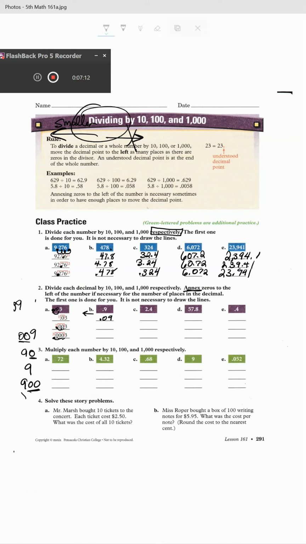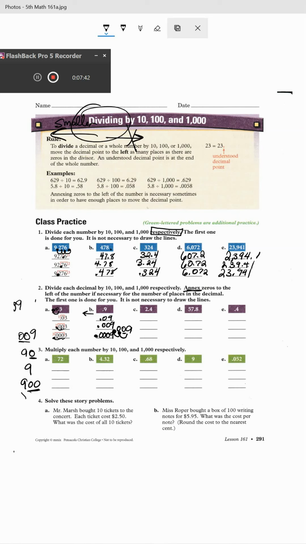What I'm doing is, if I have 0.9, I'm moving the decimal to the left one spot. And then I have this empty spot right here where I put in a 0. If I divide by 100, I have to move it over 2 places. And so now I have a spot for 2 zeros. If I divide by 1,000, I move it over 3 places. So I have a spot for 3 zeros.